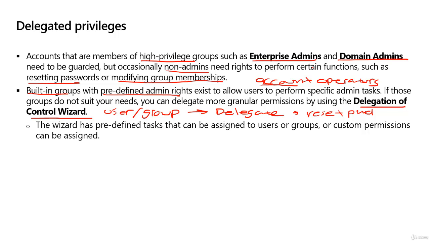All the common things you want to delegate are already predefined. So you just assign that to the user group. Now they have those permissions, those rights assigned. I'll demonstrate this delegation after we install Active Directory, which is actually in the next module that we cover.